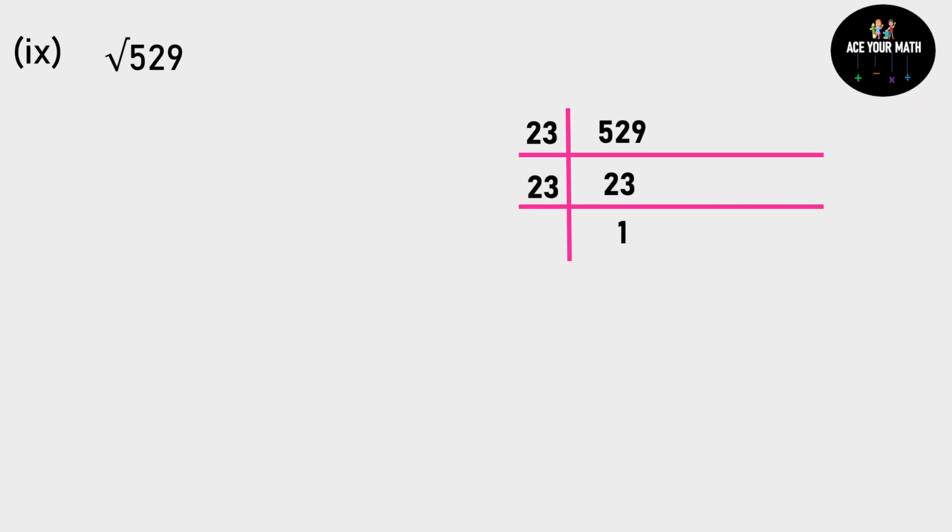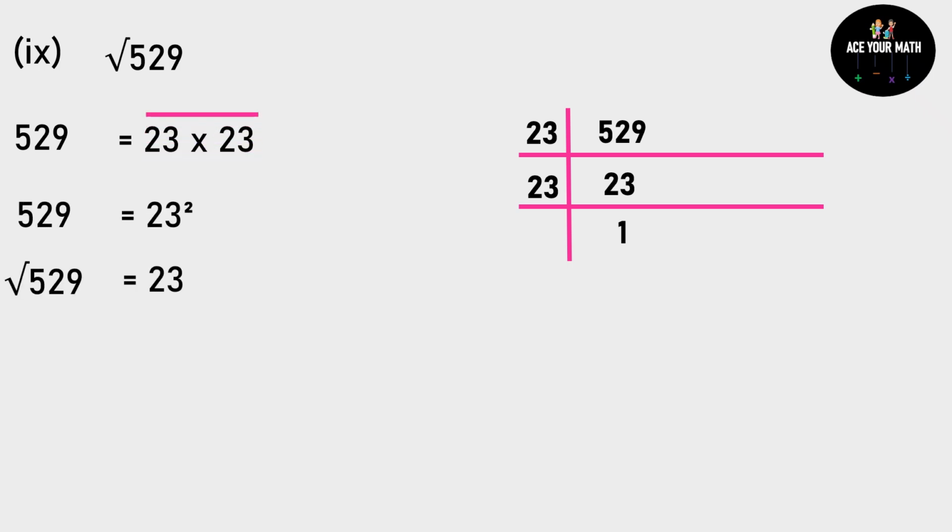Let's find the factors of 529. See, 529 is only divisible by 23 and 23 is a prime number. So when you divide 529 by 23, you get 23 as the quotient. Again divided by 23, so you get 1. So the prime factors of 529 are 23 and 23. Now you form pair, so it can be written as 23 square. When you find the square root of 529, you get 23 as the answer. Okay, so the square root of 529 is 23.